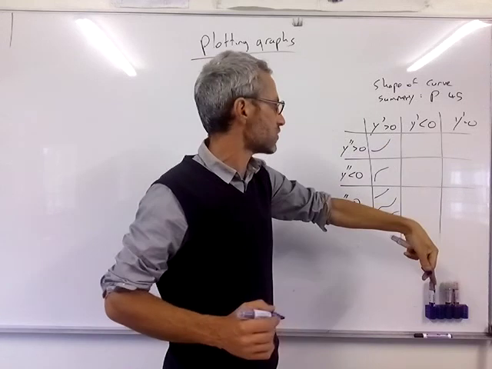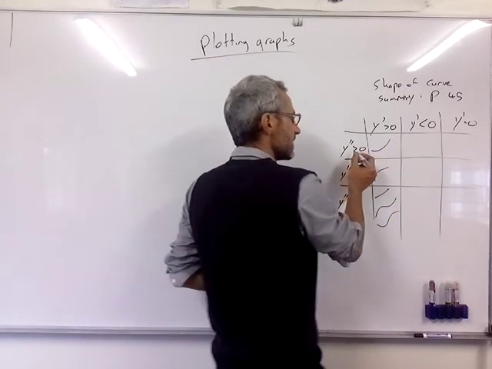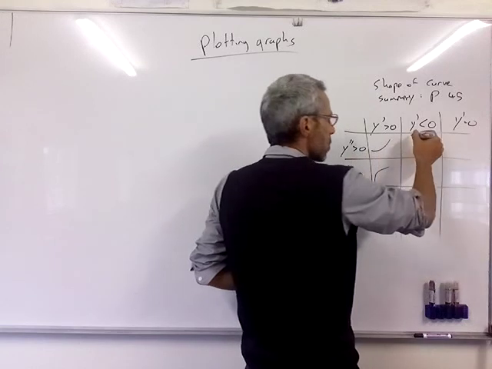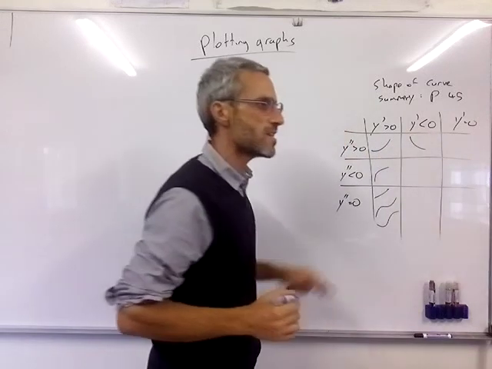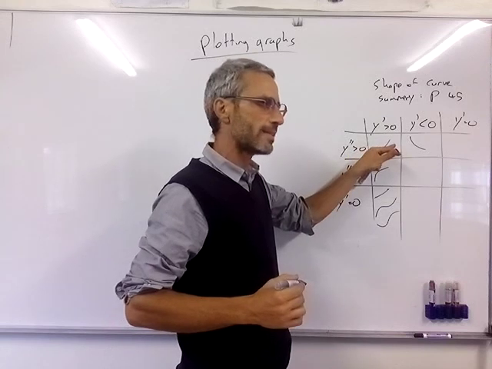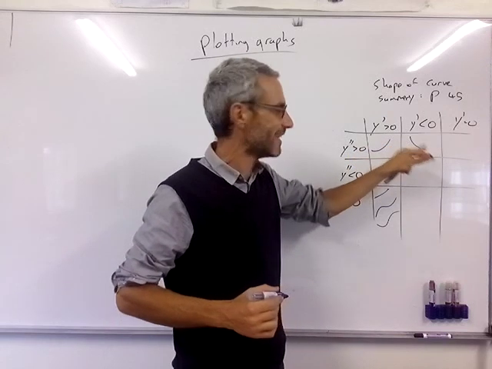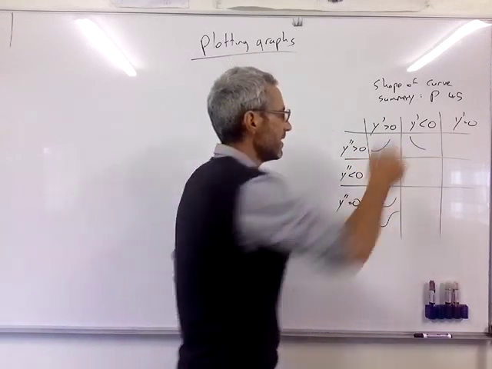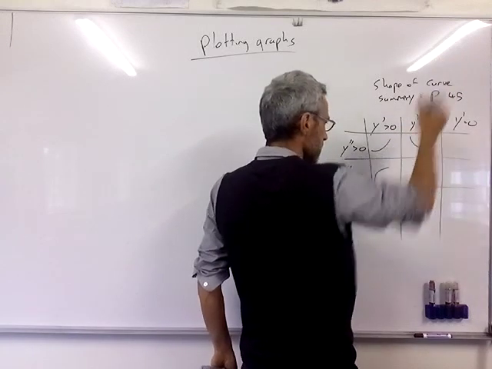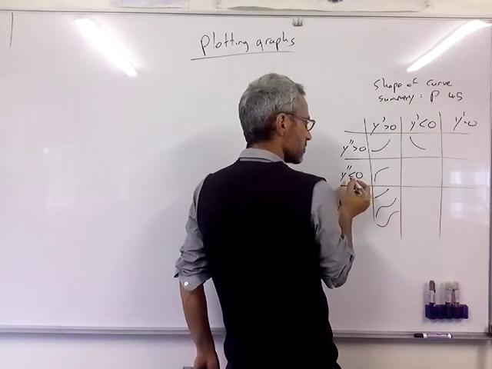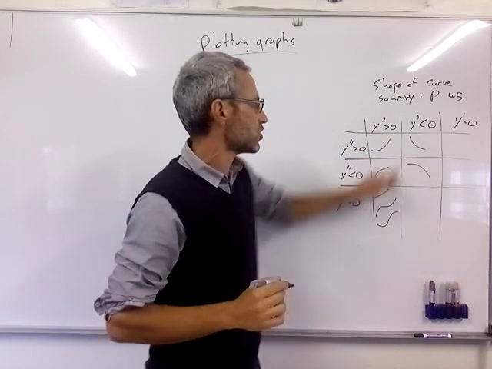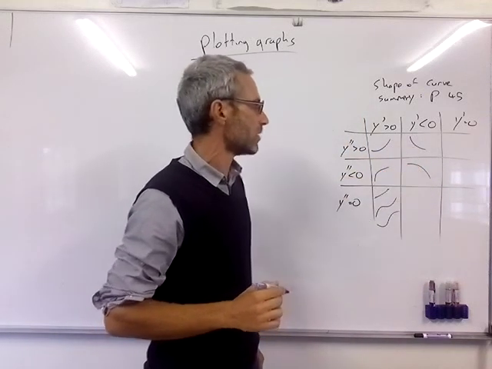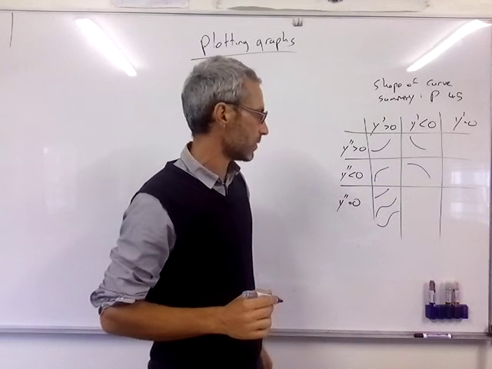Okay, now what happens if the first derivative is negative? That means the graph is going down. But if the second derivative is positive, that means it goes down, but with an increasing gradient. What does that mean? Well, the gradient is negative, but it's just becoming less and less negative. And that is going to be concave up. What happens when the second derivative is also negative? Well, that means that the gradient is not just negative, it's getting more and more negative. So that will be concave down.